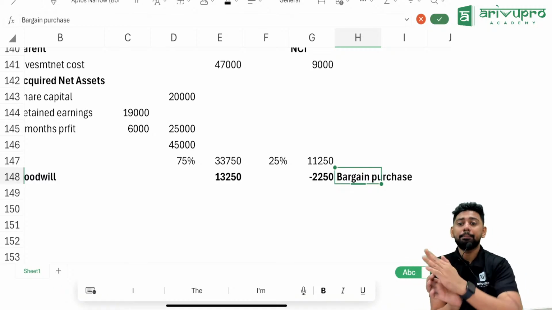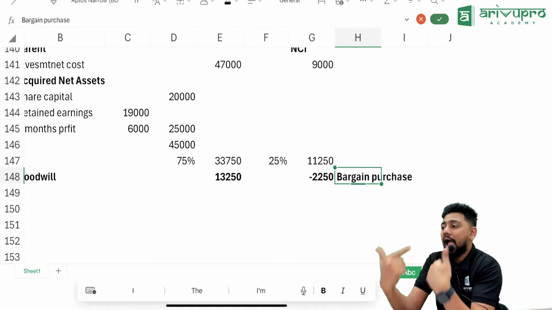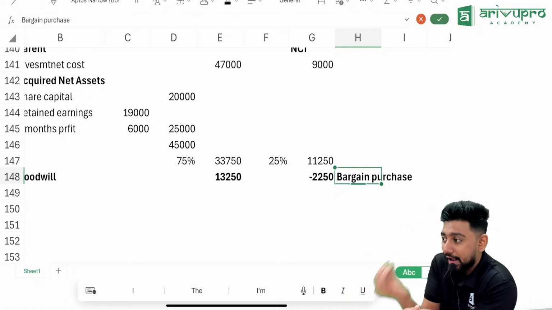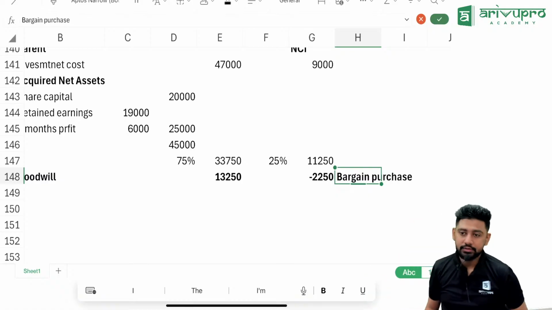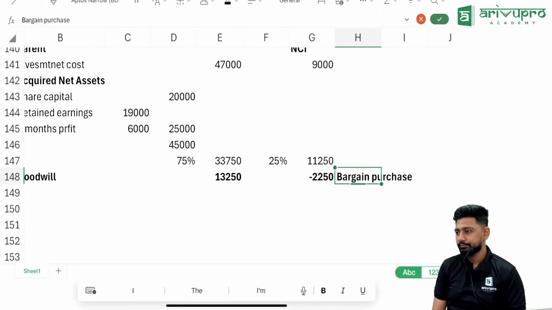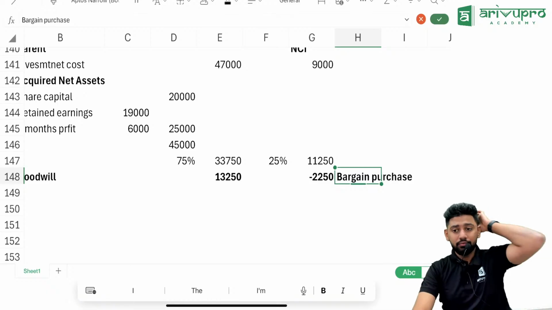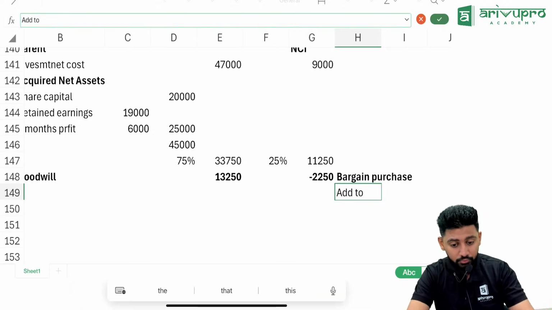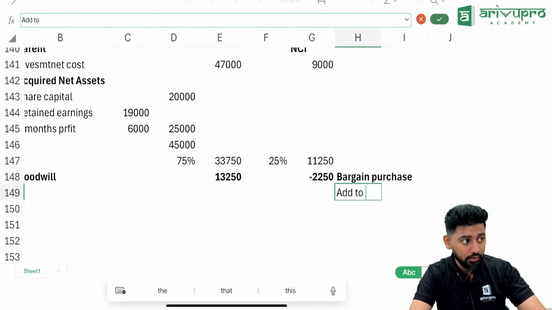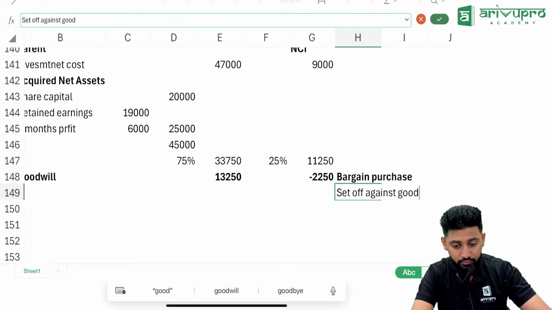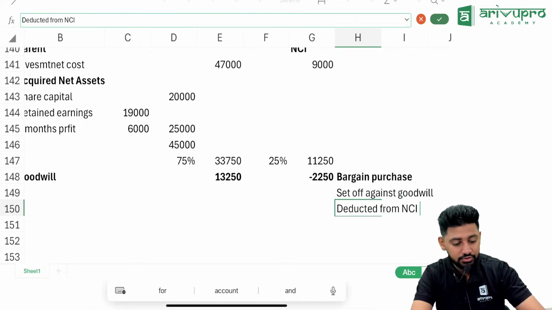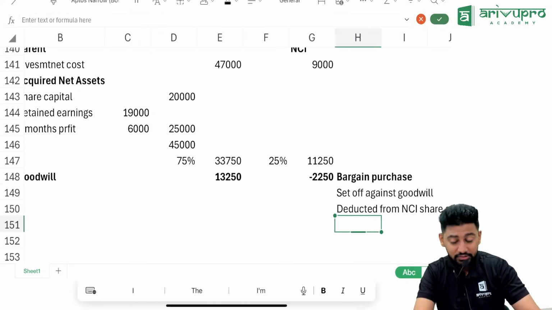When you take it to your P&L, you will have bought a company at a discounted price, meaning you have bought a company at a gain. You will add it to retained earnings, to your P&L. Okay. So for now, what we are going to do is set off against goodwill, parent's goodwill, and deduct from NCI share of earnings. Okay, that is for us right now.